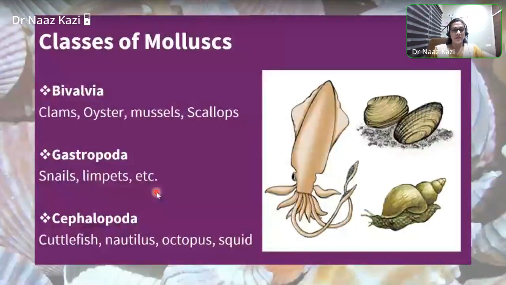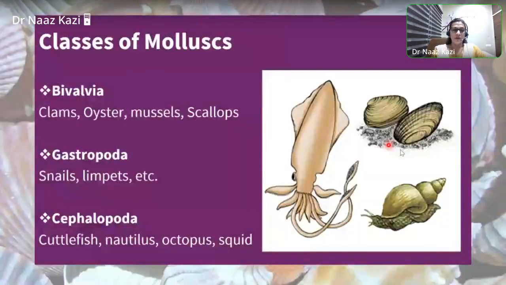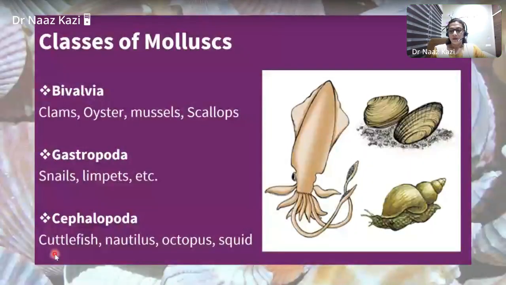Then we have the cephalopoda. Cephalo is head, right? So they have a well developed head. This is cephalopoda. This was the bivalvia, this was the gastropoda, and this is the cephalopoda. We have here cuttlefish, which we very well know as sepia, nautilus, and octopus and squid. Now let us see how the classification happens in them.